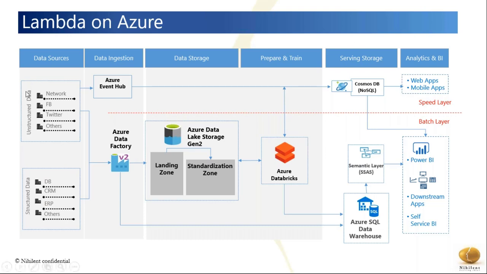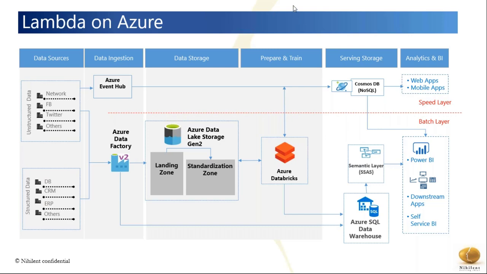Let's talk about this, right? Lambda on Azure. You see the red line in between. On the top is something that we call the speed layer, and below the red line is something we call the batch layer, right? The batch layer, most of us will be familiar with. It's a typical layer of getting the data, doing ETL, storing it in a staging area, let's say in Azure Data Lake, and then you would put it into Azure Data Warehouse after processing it, and it could be consumed by your applications, the reporting applications like Power BI and so on.